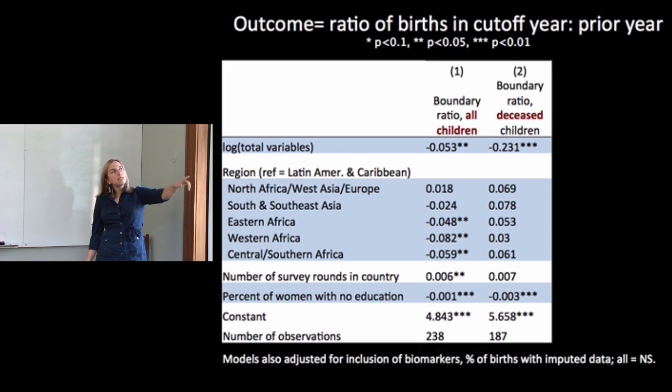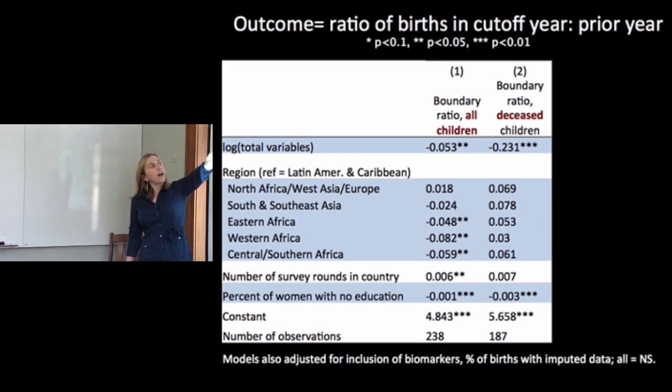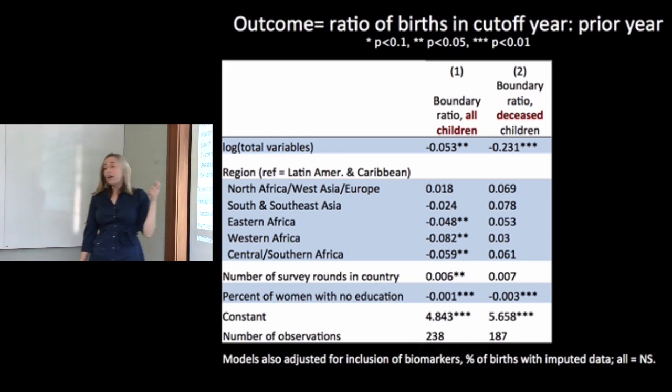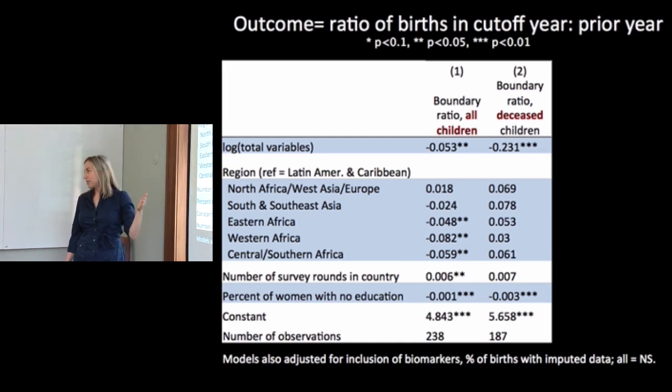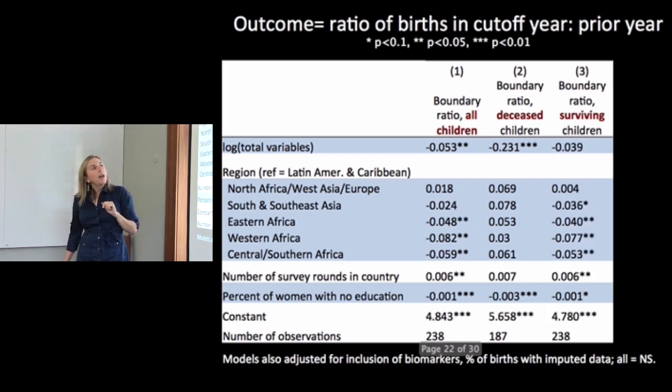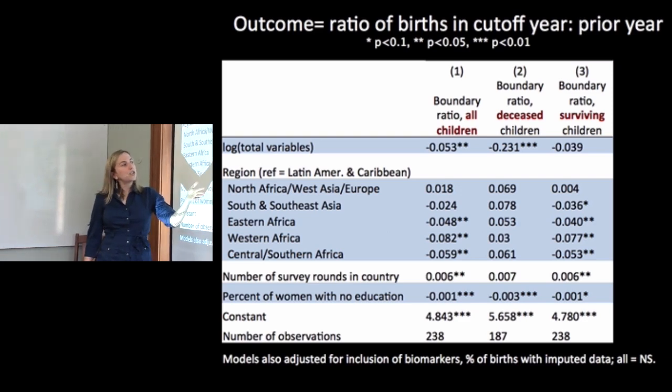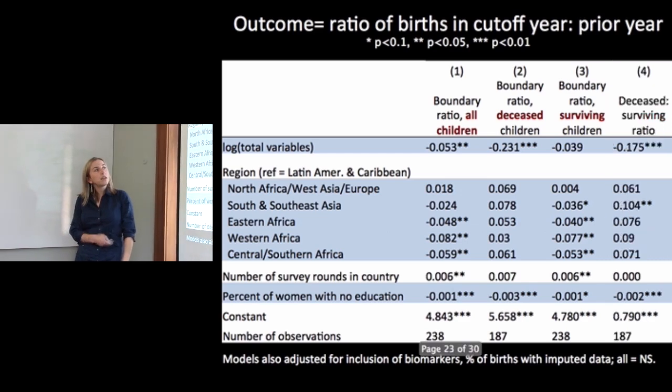When we get to deceased children, the coefficient on the number of variables is much stronger, but the regional effect disappears. And I'll talk about that in just a minute. For surviving children, we get a pretty similar situation here, but the effect on the log number of variables disappears.